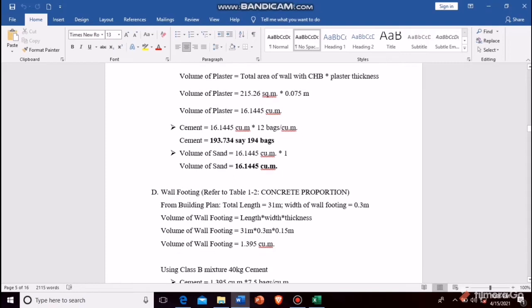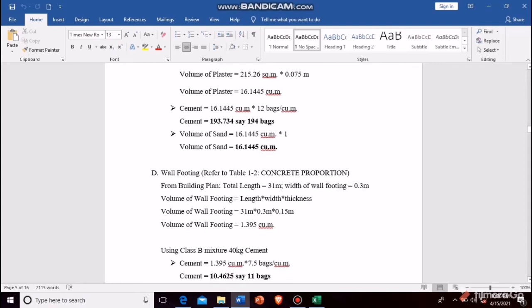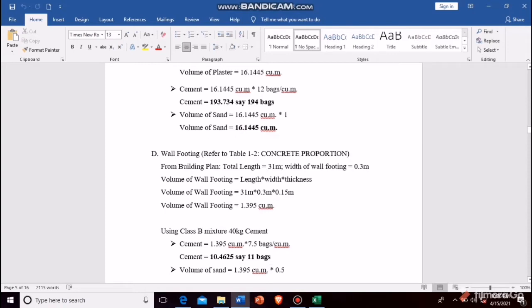For letter D, wall footing, refer to table 1-2, concrete proportion. From the building plan, the total length of wall footing is 31 meters. Width of wall footing is 0.3 meter. Volume of wall footing, that is length times width times thickness. Thickness is 0.15 meter. So 31 meters times 0.3 times 0.15, the volume of wall footing is 1.395 cubic meters.